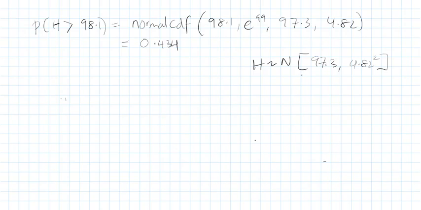So the lower bound would be 97.3, no, 98.1. Oh yeah, because it's greater than. Exactly, so we start there. And the upper bound is infinite, so e to the power 99. Then mu is 97.3, and then sigma is 48.2. Lower bound, upper bound. Okay, got that, perfect. So that's the probability, right?